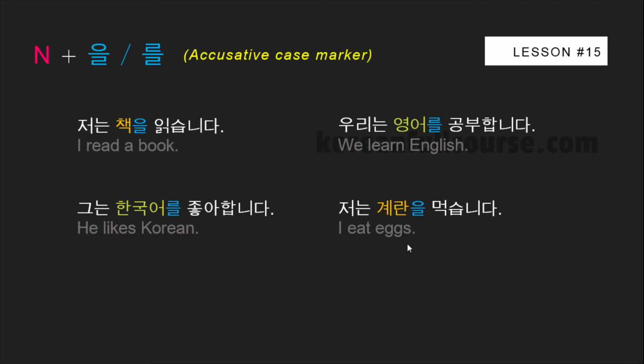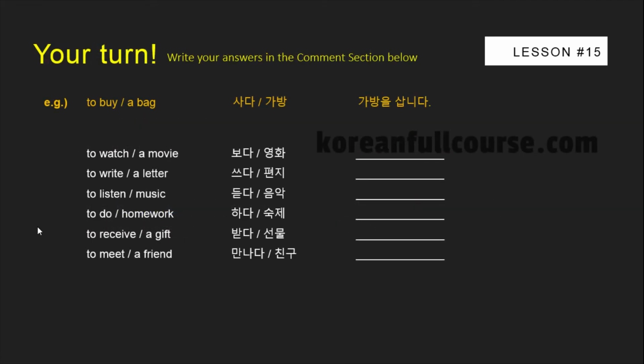Now you try to make your own sentences. Here is the list of verb and noun pairs. You need to decide whether to use 을 or 를 and also 입니다 or 씁니다 sentence endings.